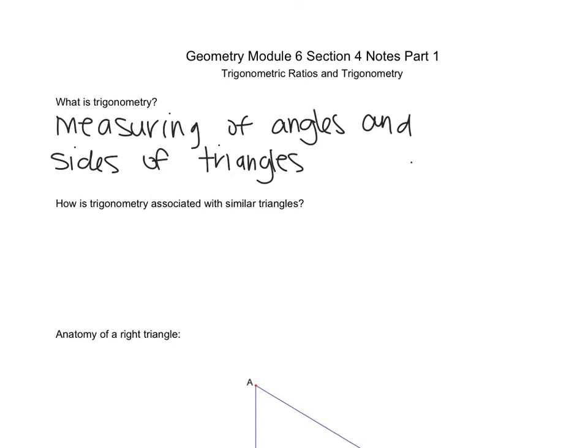And then next we want to talk about how is trigonometry associated with similar triangles. So remember, similar triangles, we could prove them similar by two corresponding angles being congruent, all three corresponding sides being proportional, and then two corresponding sides being proportional and their included angle being congruent. So what we can do in trigonometry is we can use trigonometric ratios to show that two triangles have proportional sides.